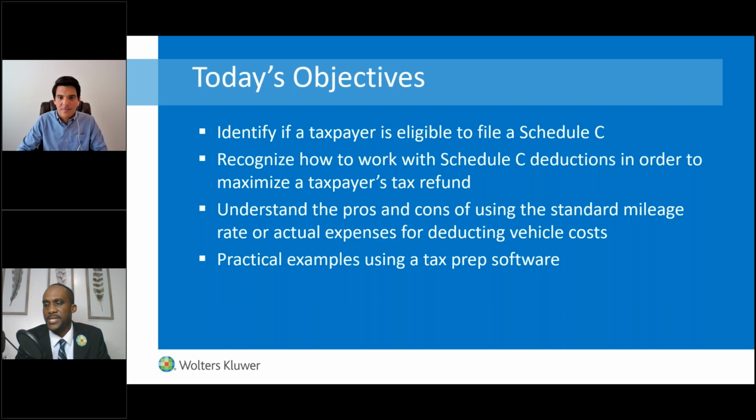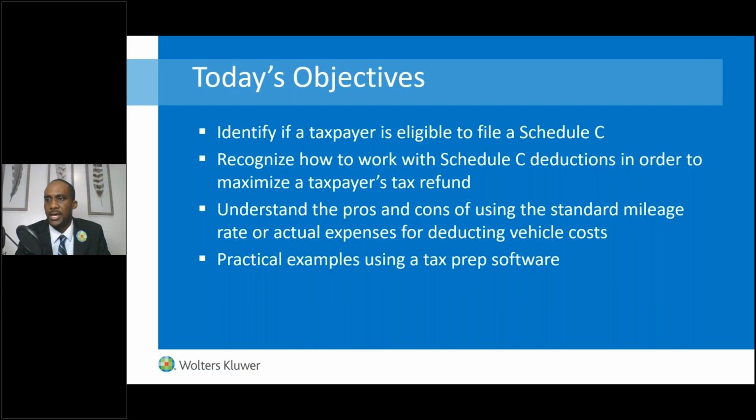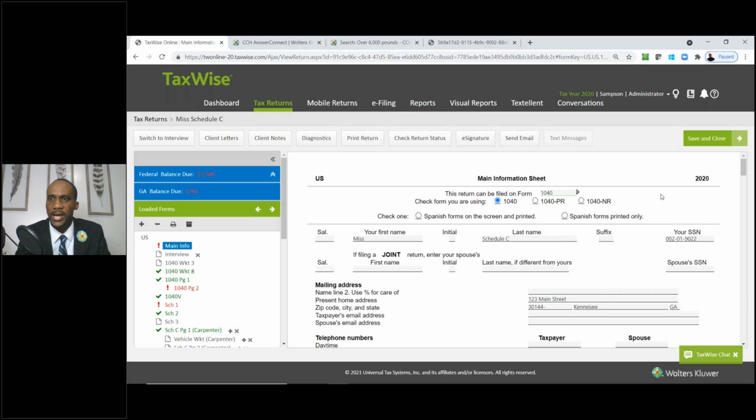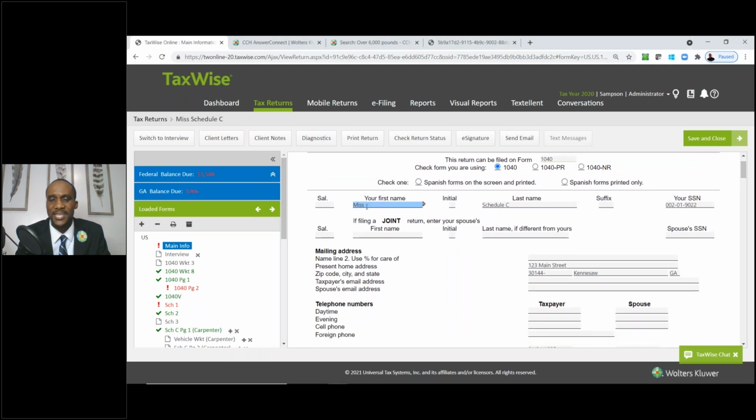I'm going to go ahead and bring up TaxWise Online here on my screen. Looking directly over here, you should be able to see my screen. Let me just move this little thing over here for the GoToWebinar. Wonderful, perfect. You should be able to see on my screen what's called the main information sheet. So we're working today on Miss Schedule C. Miss Schedule C, she's a young lady. She's self-employed. She lives over here in Kennesaw, Georgia.